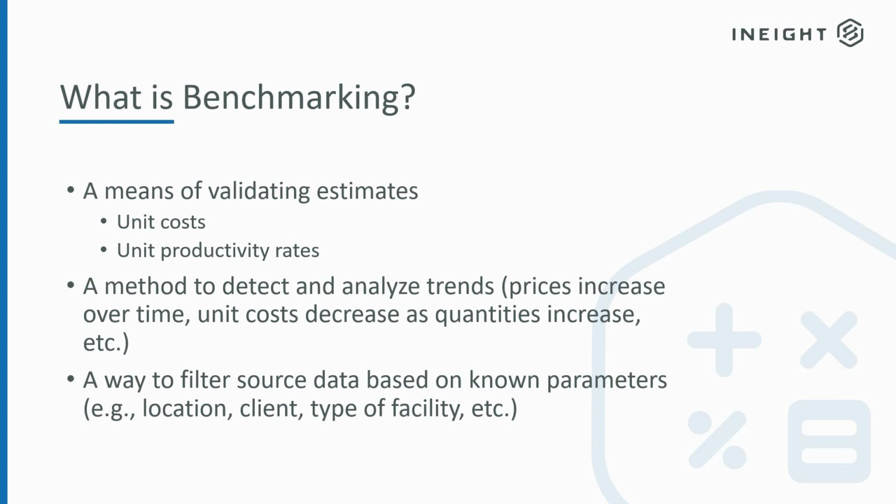So really, another way to think about benchmarks is a method to detect and analyze trends. So in both of the examples I gave earlier, unit costs, well, they're all over the board. Why? Well, maybe it has to do with geography. Maybe it has to do with timing. Maybe certain material prices are going up and that's driving up the cost of certain types of work that we do. Productivity rates. Well, maybe we're going to get a better productivity rate if we pour 100 cubic yards of concrete versus 1 cubic yard of concrete, because there's going to be some fixed costs associated with getting that crew out there and setting them up, and we would just expect some efficiencies of scale as they're doing more work.